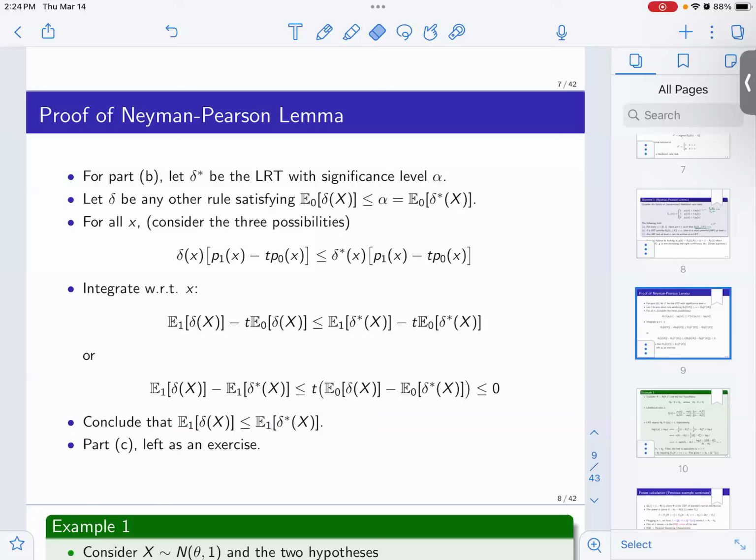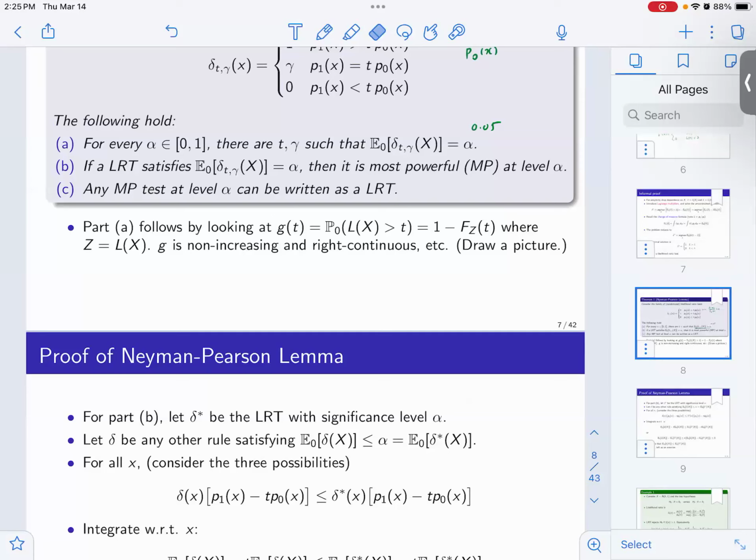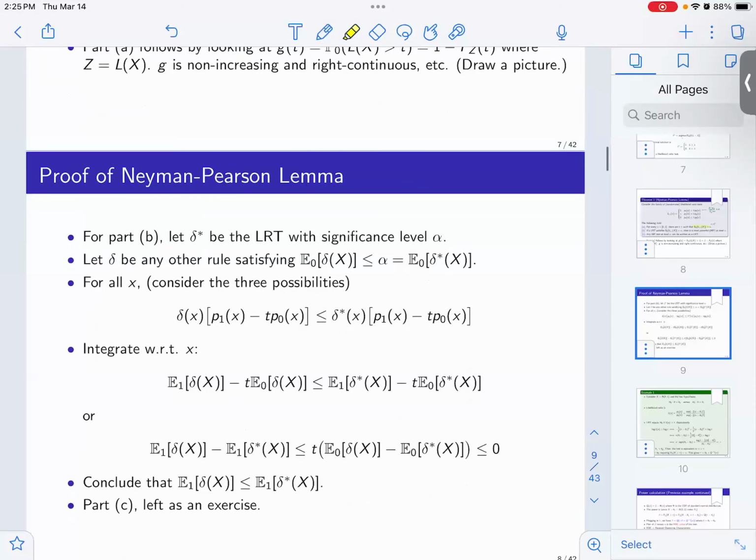So I'm going to go over this quickly. You can just do this proof for yourself. This is rather easy. So let's prove part B. Let's start with a rule that achieves this bound. Then any other rule that satisfies the inequality would satisfy this. Basically, any other test of level at most alpha satisfies the inequality, and alpha by assumption is equal to the level of the likelihood ratio test under consideration, so it's equal to that. Then you would write this inequality.